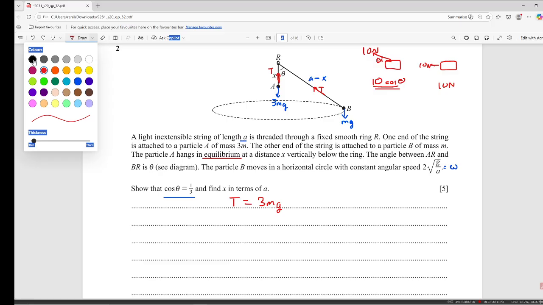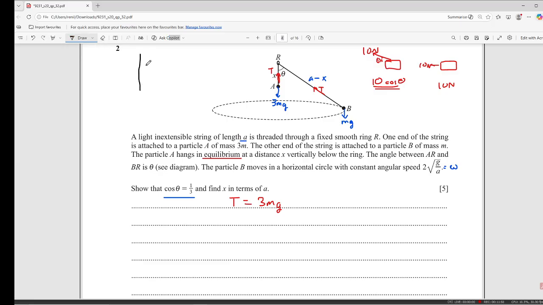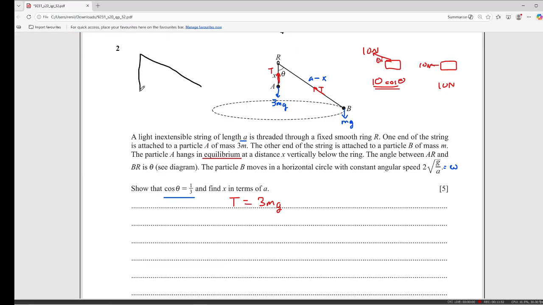Let's use the black ink. Now think about it as a triangle. Let's say you completed the triangle. Tension's acting this way, at angle theta. Remember, I'm just simply mirroring what's shown over here. Now, tension's forces, meaning if it's going from here to here, there must be forces like this.